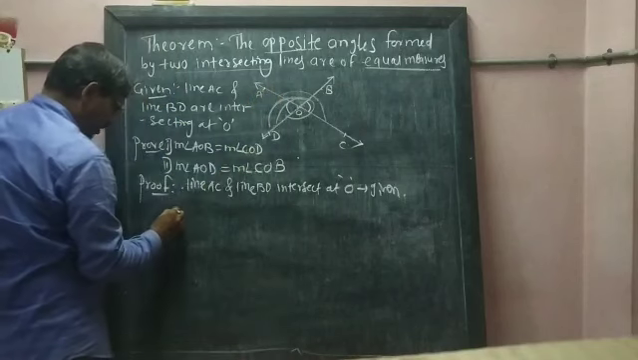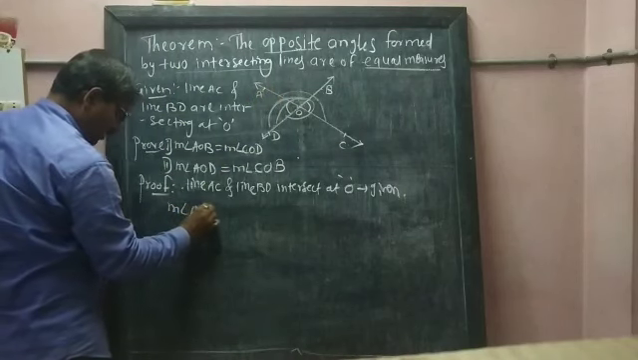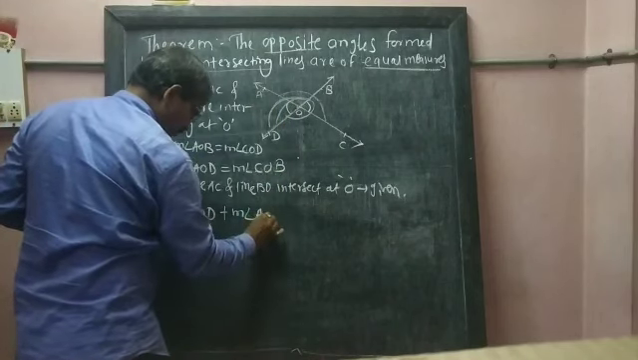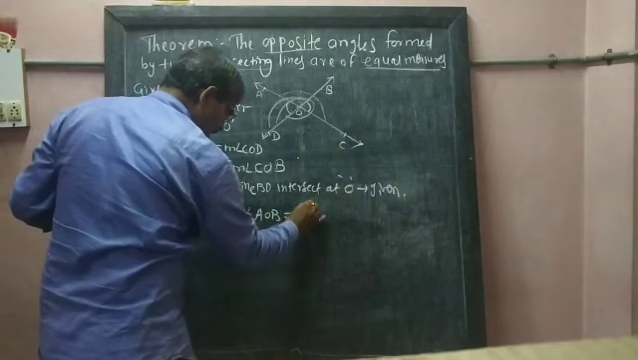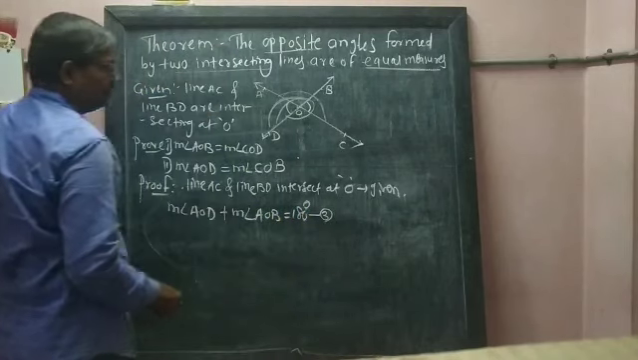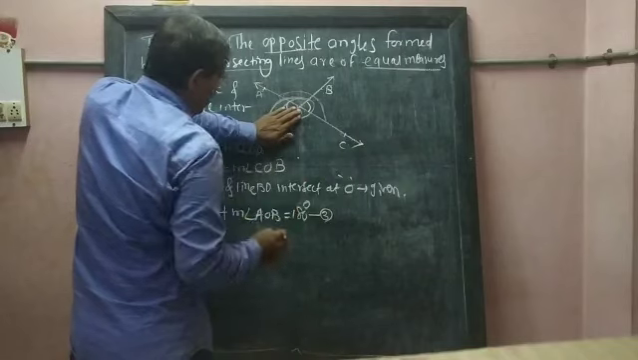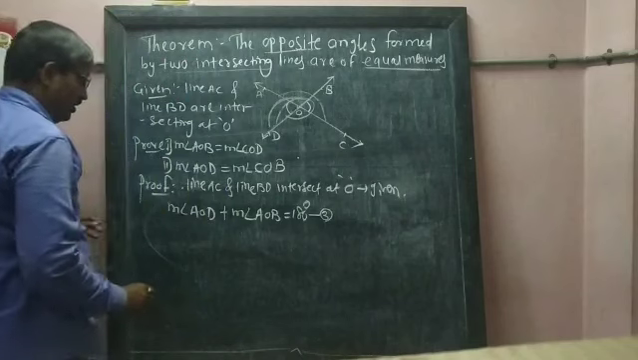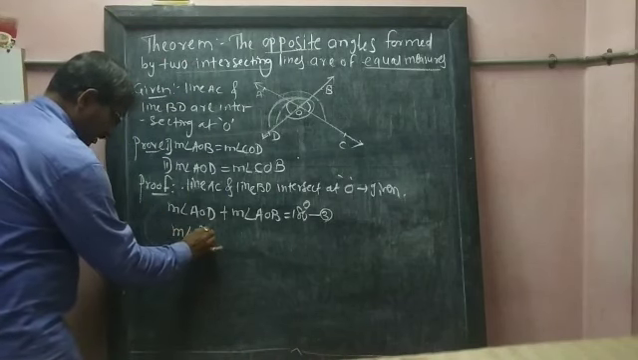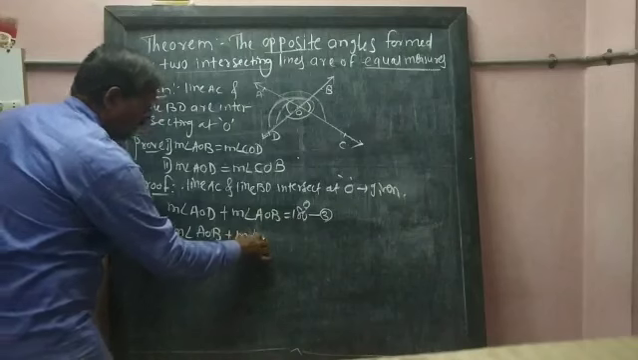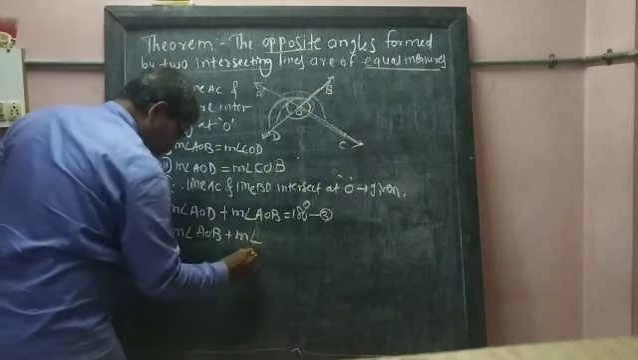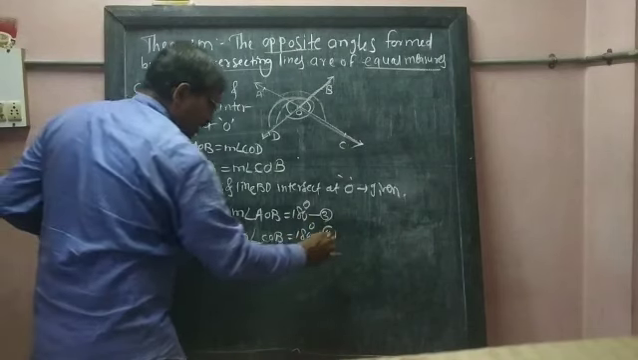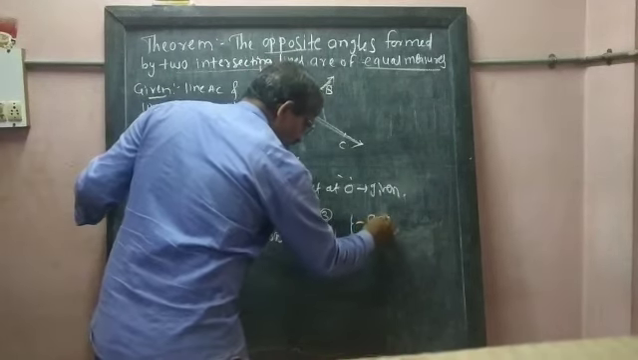Measure of angle AOD plus measure of angle AOB is equal to 180 degrees. Number 3. In a similar way, now DO is not there, then AOB and BOC or COB: measure of angle AOB plus measure of angle COB is equal to 180 degrees. Common reason: angles in linear pair.